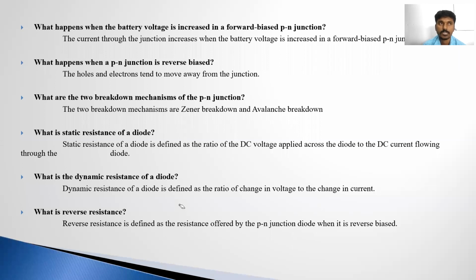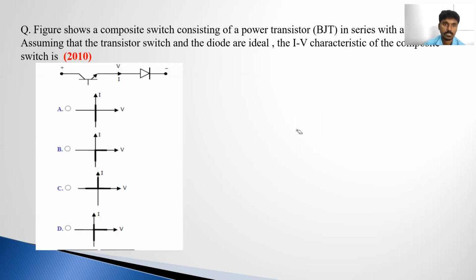Whenever we apply the negative voltage across the PN junction, it will block the flow of current. Blocking the flow of current means it will introduce resistance. Clear? So whatever resistance the PN junction offers when the negative voltage is applied can be called reverse resistance.